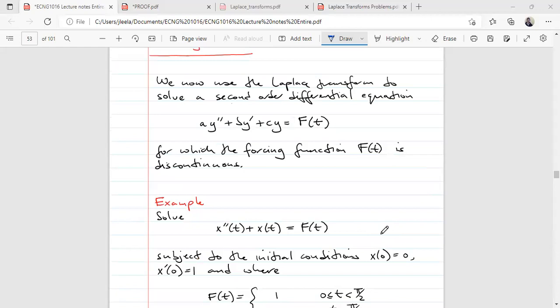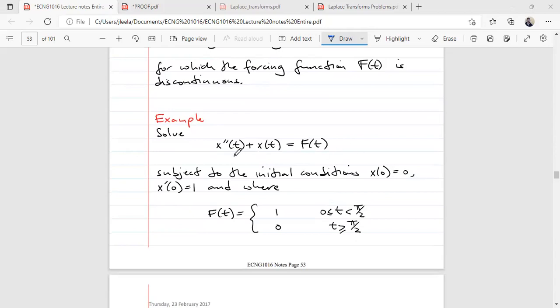Okay, we now use the Laplace transform to solve a second order differential equation. How do we identify a second order differential equation? Well, the highest power of the derivative is 2. So you see you have a y double prime plus b y prime plus c y equal to f of t. So the highest power of the derivative here is 2. So therefore, it's a second order differential equation. And they say here that the capital F of t, the function on the right-hand side of the equation, is discontinuous.